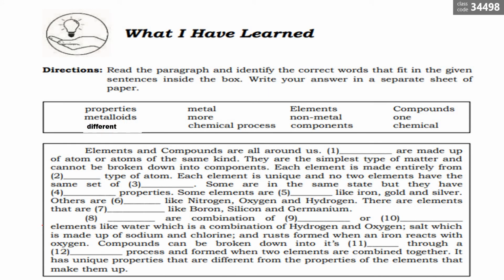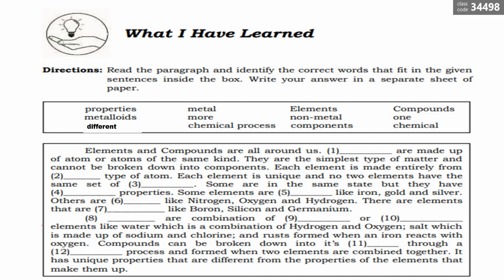What I have learned. Okay, let's have the directions. Read the paragraph and identify the correct words that fit in the given sentences inside the box. Write your answer in a separate sheet of paper. So you're given a box there, or your options, and a statement below. So let's fill in. What do you think for number 1, 2, 3, 4, 5, 6, 7, 8, 9, 10, 11, and 12?